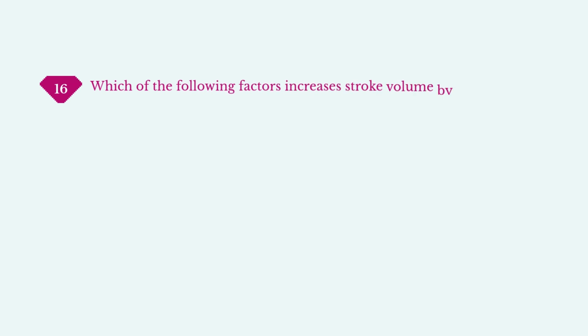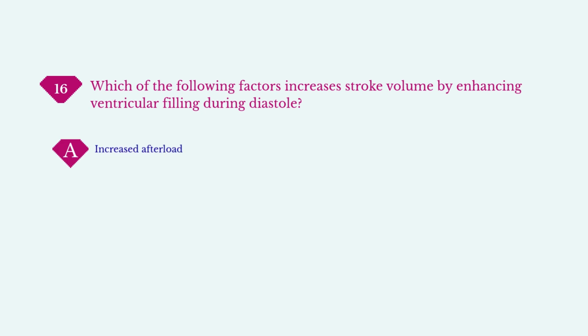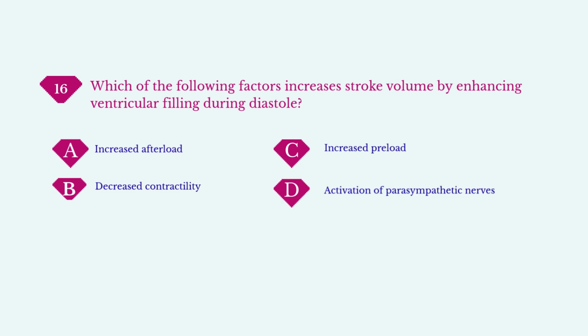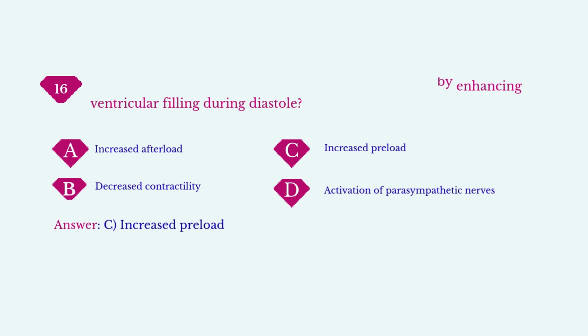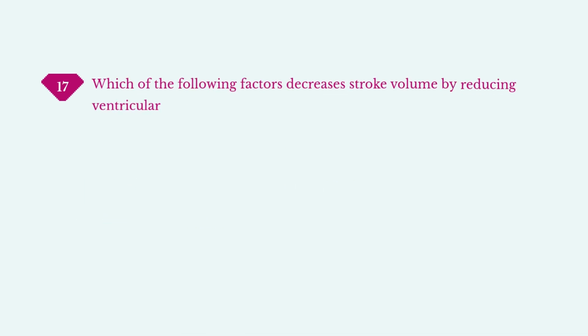Which of the following factors increases stroke volume by enhancing ventricular filling during diastole? A. Increased afterload. B. Decreased contractility. C. Increased preload. D. Activation of parasympathetic nerves. Answer: C. Increased preload. Which of the following factors decreases stroke volume by reducing ventricular filling during diastole?